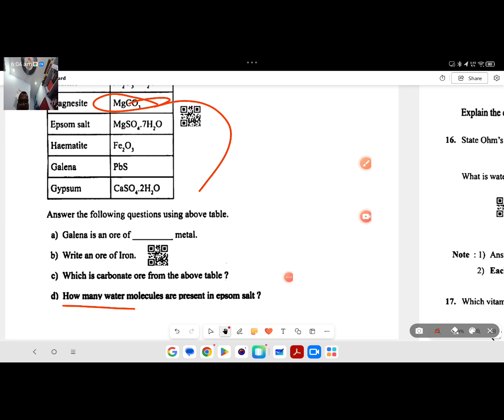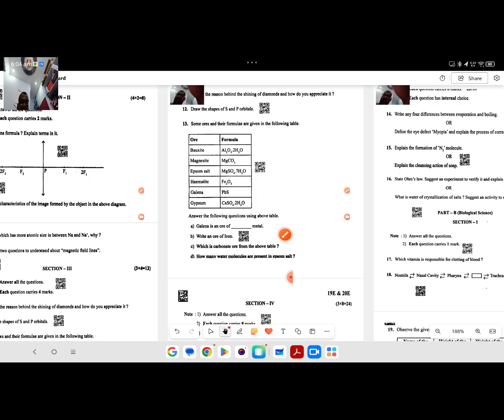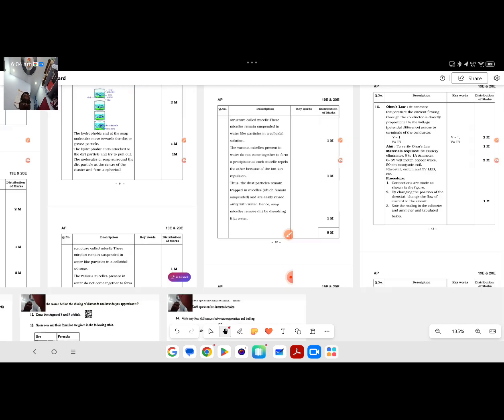How many water molecules are present in the Epsom salt? Find for the Epsom salt. Epsom salt we have 7 water molecules. So directly write down answer. 7 water molecules are present. That's it. You'll get full marks. Let us see for the solution for it.